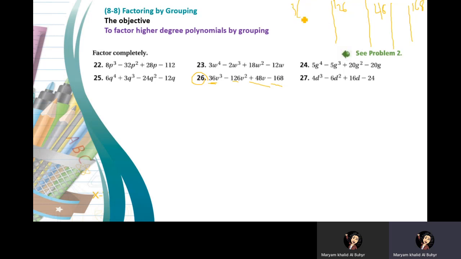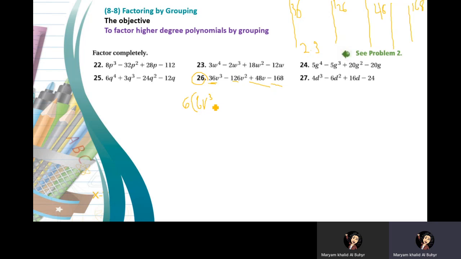36. Once you factor them all, you will notice the common between all of them, 2 and the 3, which means 2 times 3, which is 6. So the common between them all is 6. Just take 6 outside. So 36, if you take 6 outside, the remaining is 6v to the power of 3.